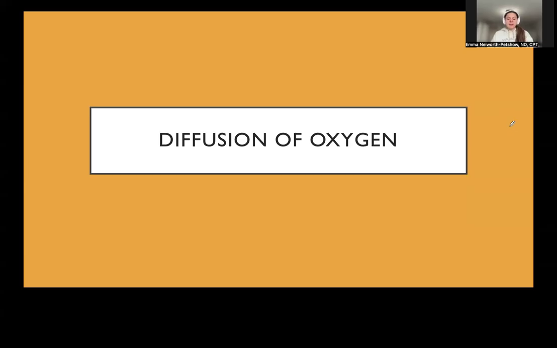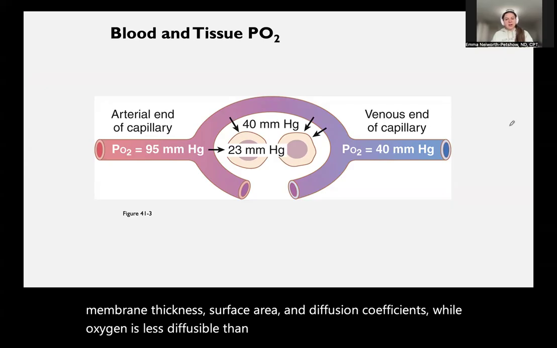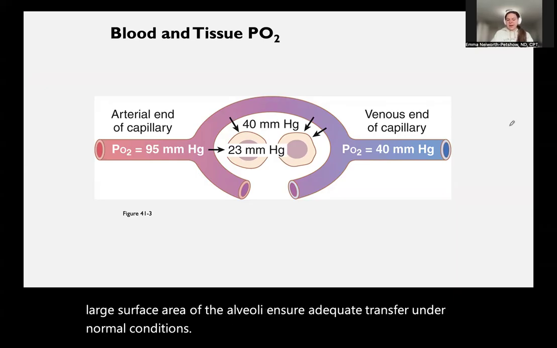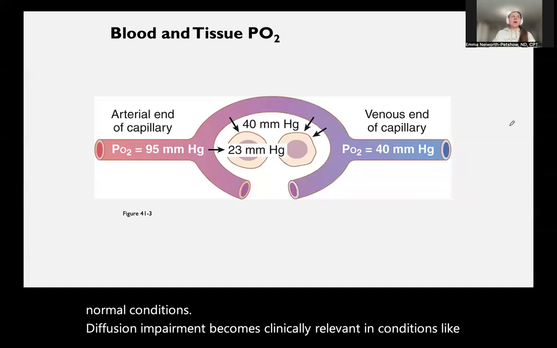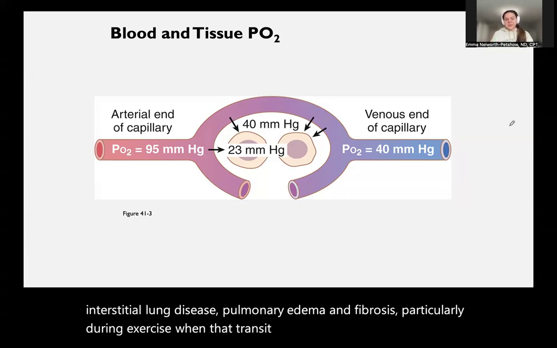Oxygen diffusion depends on the partial pressure gradient, membrane thickness, surface area, and diffusion coefficients. While oxygen is less diffusible than carbon dioxide, the steep gradient and large surface area of the alveoli ensure adequate transfer under normal conditions. Diffusion impairment becomes clinically relevant in conditions like interstitial lung disease, pulmonary edema, and fibrosis, particularly during exercise when that transit time is shortened.